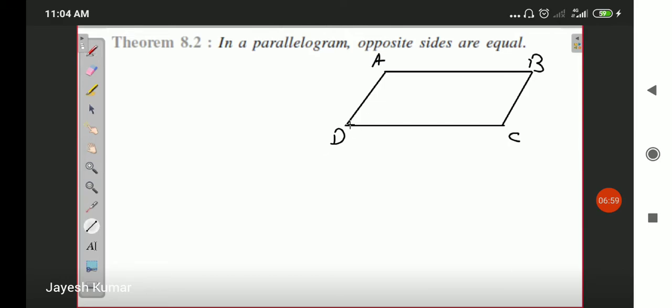Students, please listen carefully now. In this also we will draw a construction. We are given that ABCD is a parallelogram.